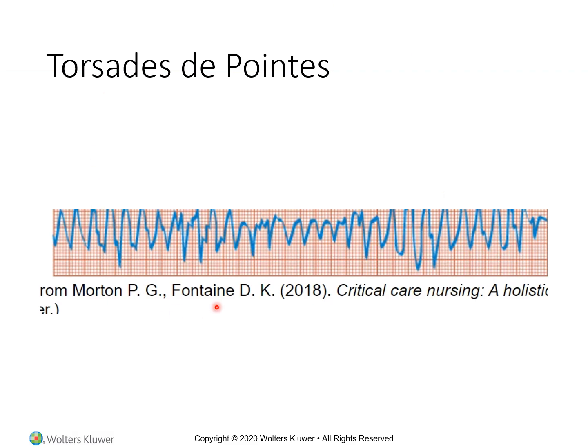This rhythm is what we call torsades de pointes. You can see these are ventricular depolarizations, and you can see them moving in a cyclical pattern where the depolarizations get really large and then a bit smaller, larger again, smaller. This oscillating pattern is really common.